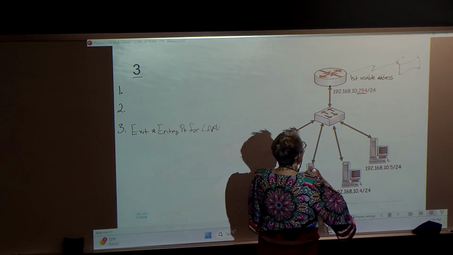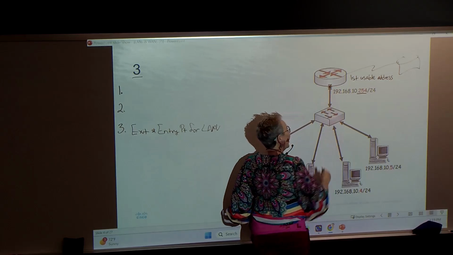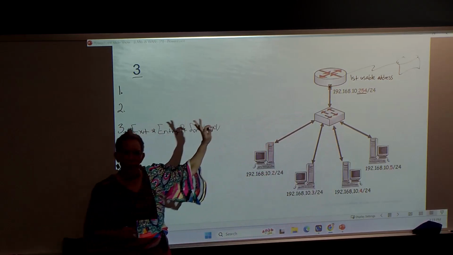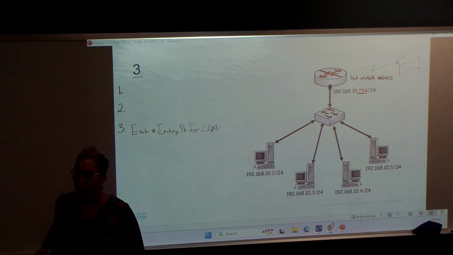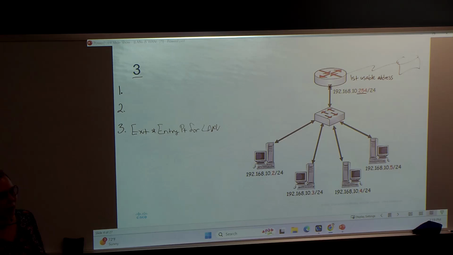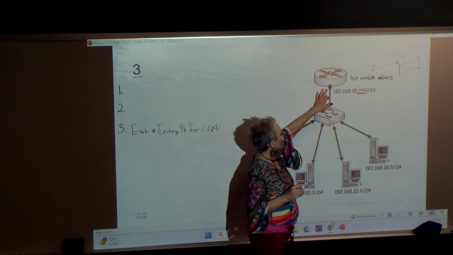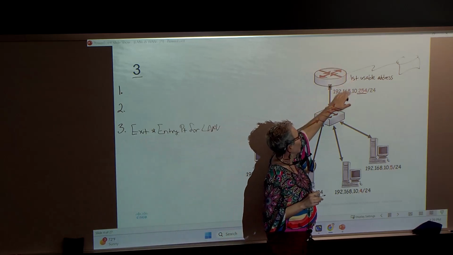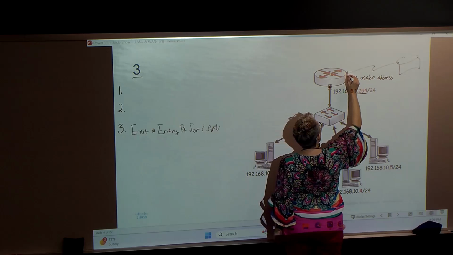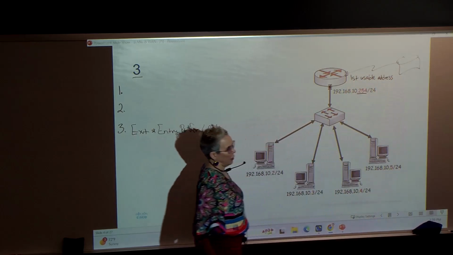Okay, so a default gateway is an interface on the router. It's not the whole router. That's really an important detail. It's the interface on the router. If you say default gateway, I am going to think, oh, that's an interface on the router. It's not the entire router. This interface right here that connects to another router is not a default gateway.